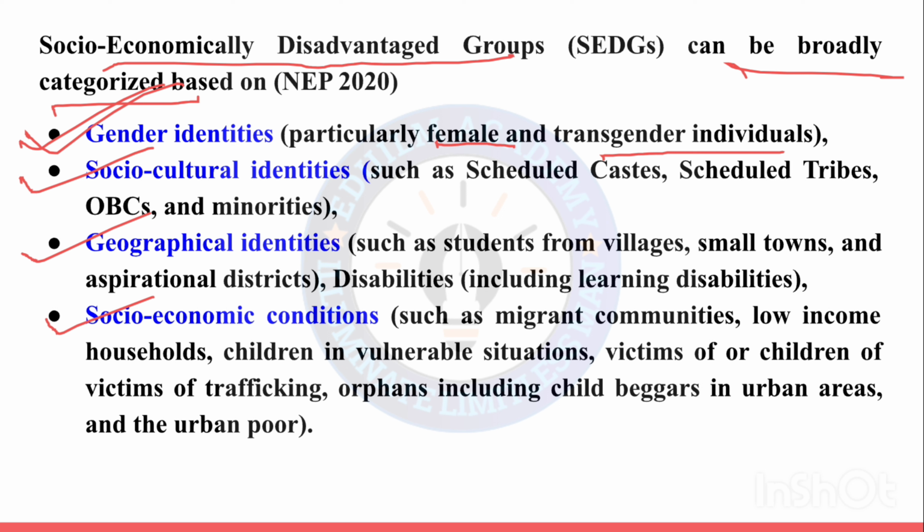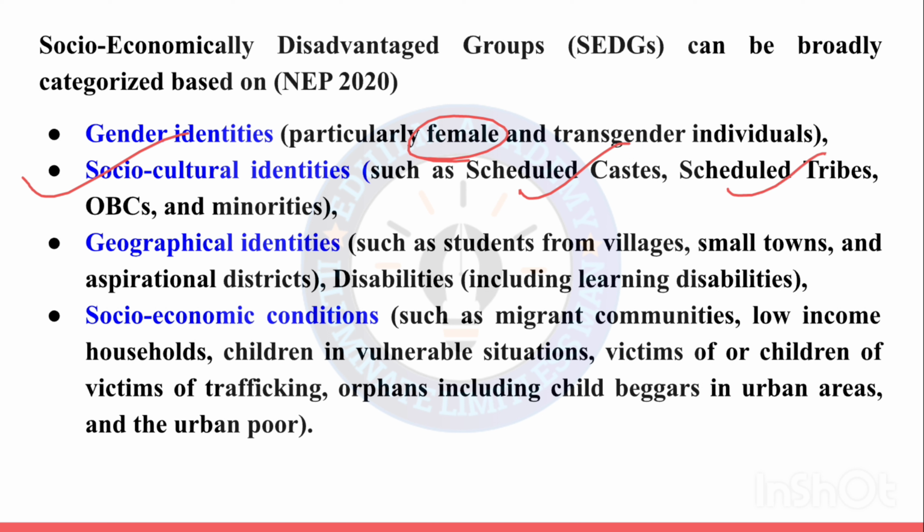abuse, girl child trafficking, distance from home to school. Socio-cultural identities such as scheduled caste, scheduled tribes, OBC and minority. SC, ST, and OBCs are facing many challenges like poorer financial background, language barrier, caste-based discrimination, parental occupation-based discrimination, etc. Geographical identities such as students from villages, small towns, and aspirational districts. Disabilities including learning disabilities. The challenges faced by the disabled are pre-assumption on the part of the teacher that a child with special needs lacks academic abilities. Teachers also blame parents for the poor academic performance. Lack of disabled-friendly toilets and ramps, non-flexible curriculum, etc.